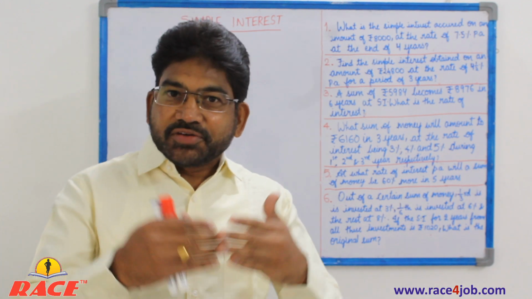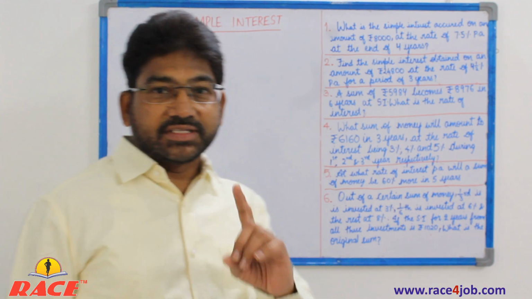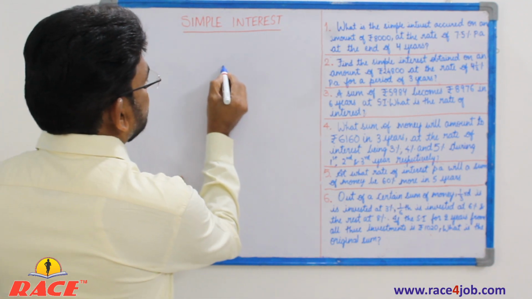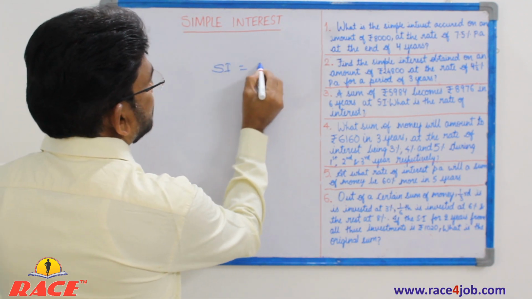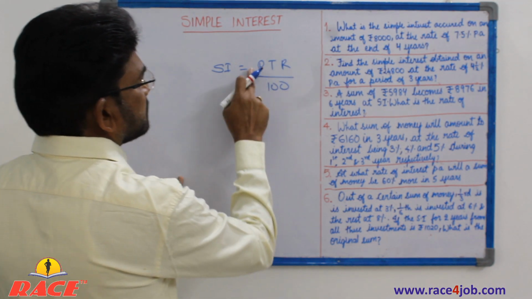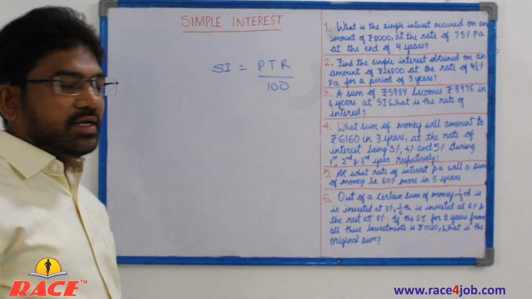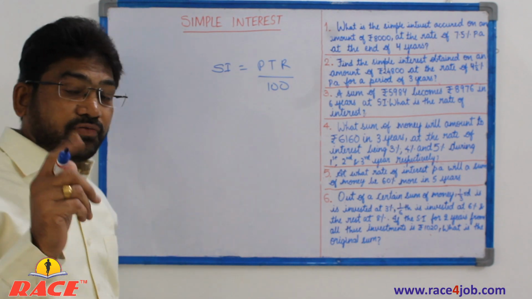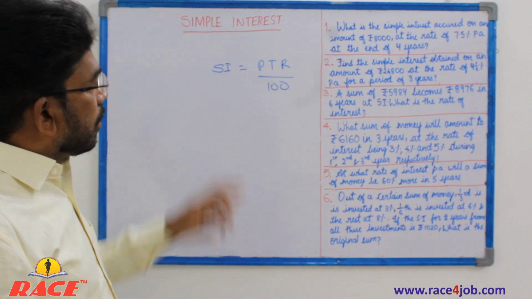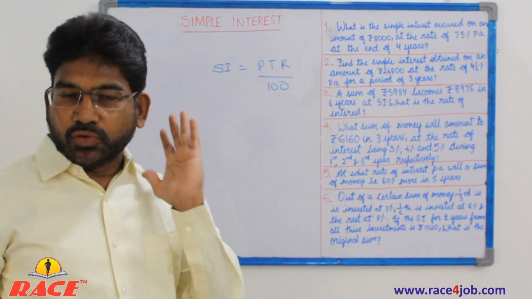We use a formula for this one. Most of the students use formula, but I am not interested in formula. But for the sake of giving the formula, I will give it. Simple interest is PTR by 100, or PNR by 100, whatever you say. P is principal, T is time, R is the rate of interest for 100. You can observe there are 4 variables: simple interest, principal, time, rate of interest. Out of these 4 variables, if any 3 are given to you, you can find out the 4th.